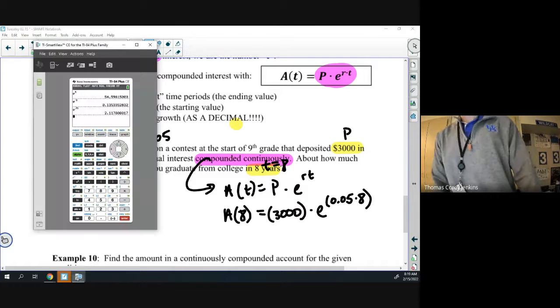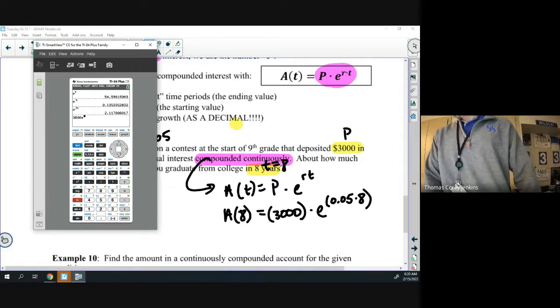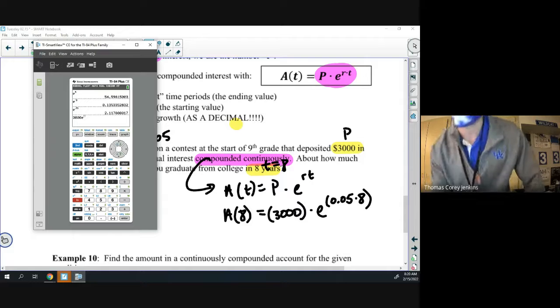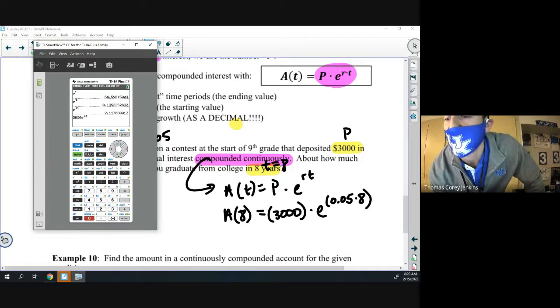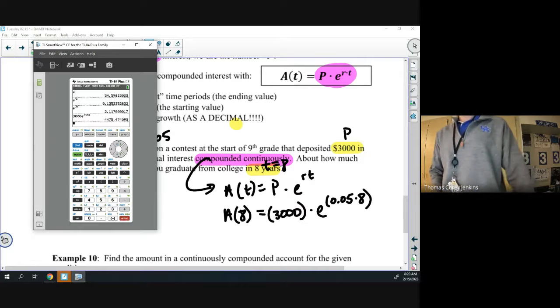Okay, so then we just try to type that in correctly, just how we see it. So 3,000, and then second ln to pull up my e. So 3000 e to the power of, and I'm just going to type 0.05 times 8. And we get, rounding to the nearest cent here, 4475.47.